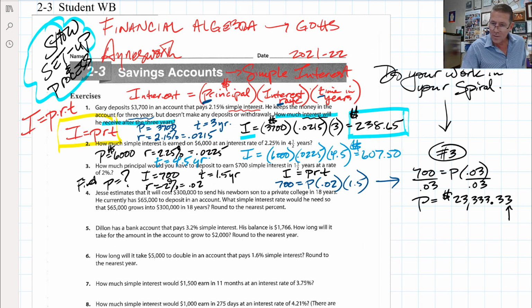Okay, next one. Number 4, Jesse estimates that it will cost $300,000 to send his newborn son to private college in 18 years. He currently has $65,000 to deposit in the account. What simple interest rate would he need so that $65,000 will grow to $300,000 in 18 years?